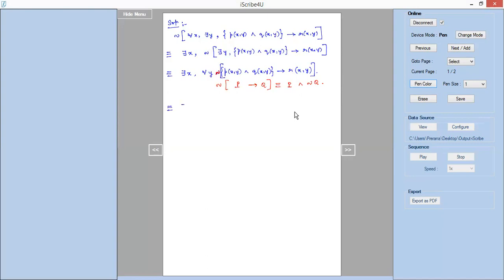The negation of the given expression is now equivalent to, for some x, for every y, p of x comma y and q of x comma y, and I'll put a flower bracket for this, and negation r of x comma y. Negation r of x comma y, because we have to arrive at p and negation q. So whatever was in place of the p, I wrote as it is, and negation q. So negation r of x comma y we have to write down. So this is the negation of the given quantified statement.